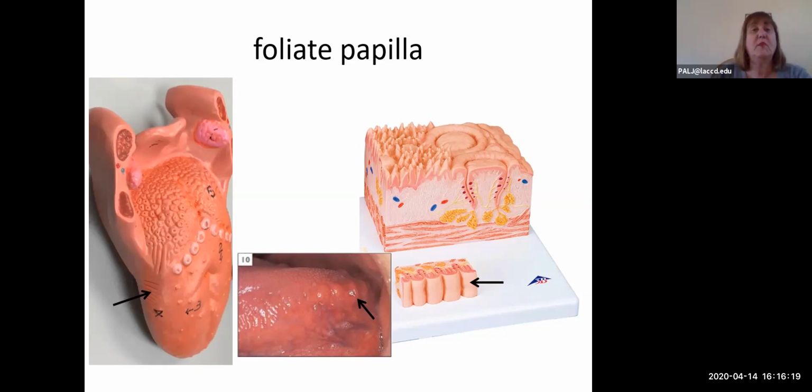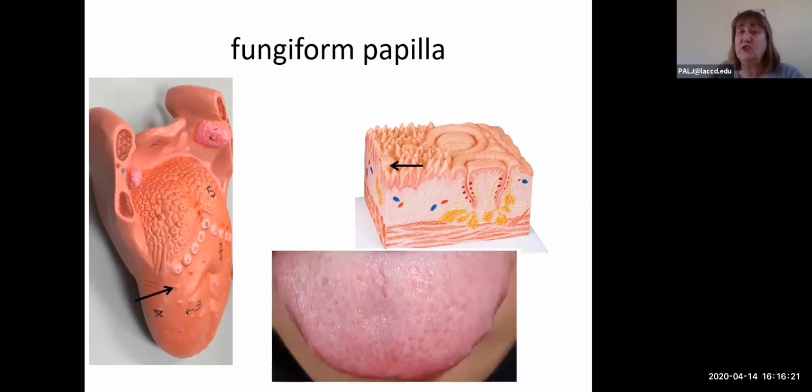The third type of papilla is called a fungiform papilla, which just means it looks like a little mushroom. So if you've ever looked at the surface of your tongue and you see all these little tiny red dots sticking up like little tiny mushrooms, those are your fungiform papillae. And so you can see them as little projections on the tongue model, and then on the closer tongue model, there are these little circular structures there.